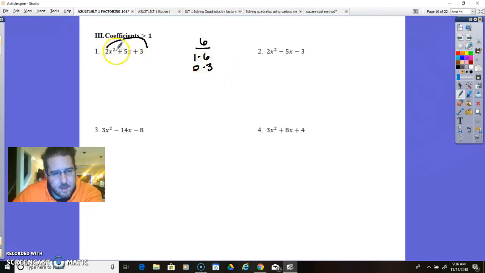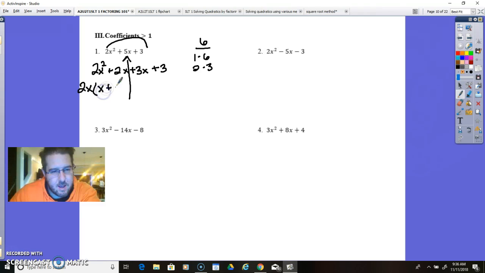So which one of these adds up to 5? And that would be 2 and 3. So I'm going to split that 5x into 2x plus 3x. Alright, now once I've done that, I'm going to split the problem in half, factor out the GCF on both sides. These two terms can both be divided by 2x. These two terms can both be divided by 3, which also gives me x plus 1.